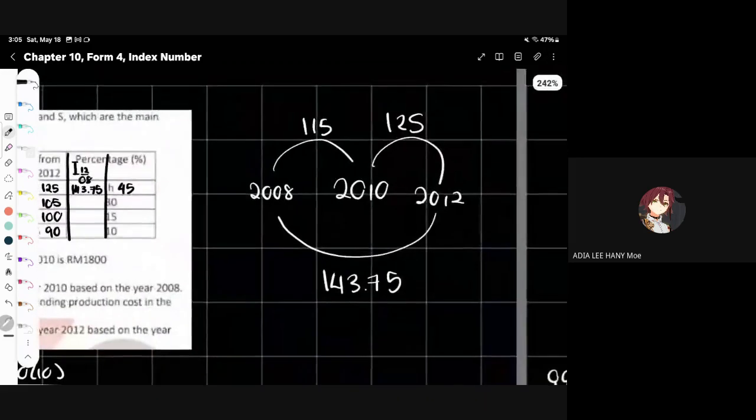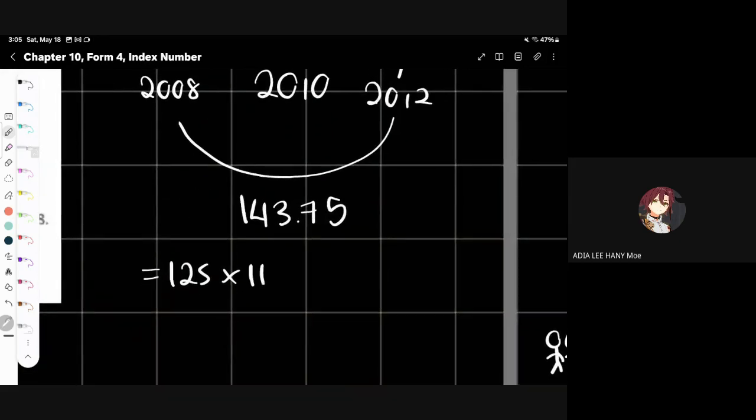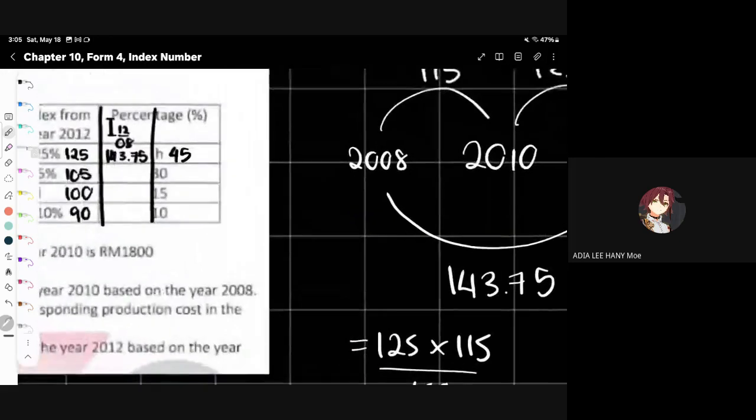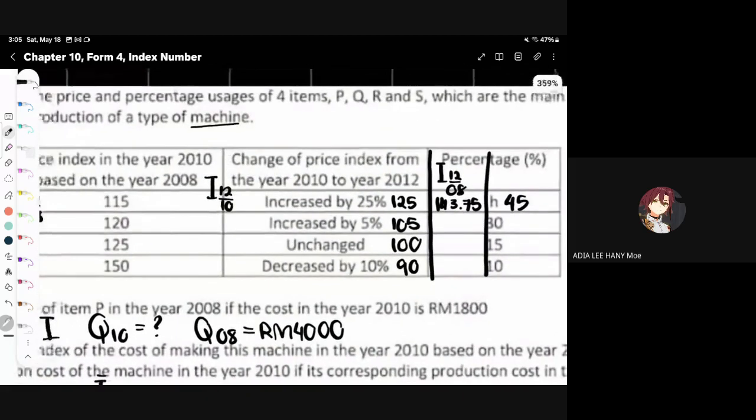So you already saw how to do this, right? Basically, just times 125 times 115 over 100. I'm just going to use a shortcut here and use the calculator, because our class is about to end. So 120 times 105 divided by 100. Use the calculator: it's 126. So this one is 126. And 125 times 100 divided by 100 should be 125. Easier. Yeah, 125.